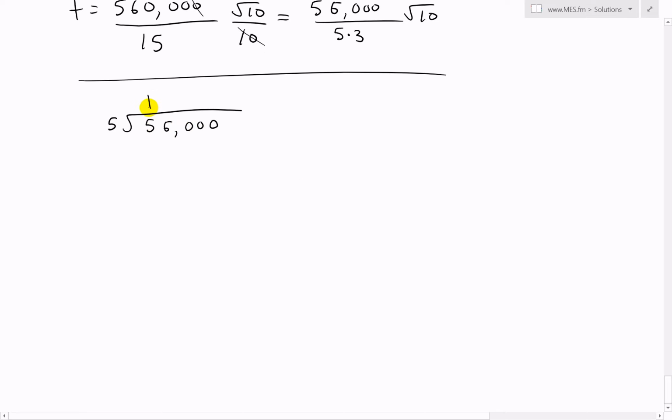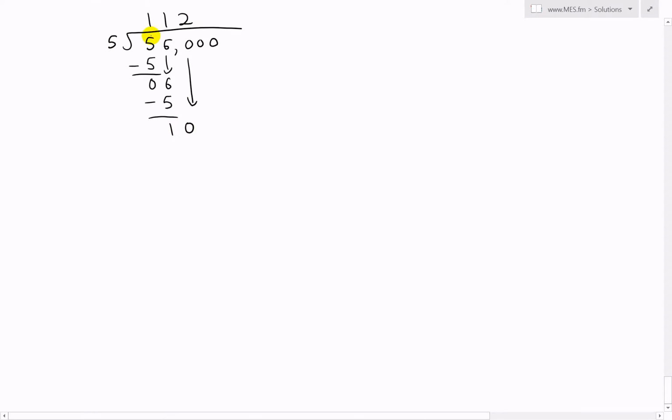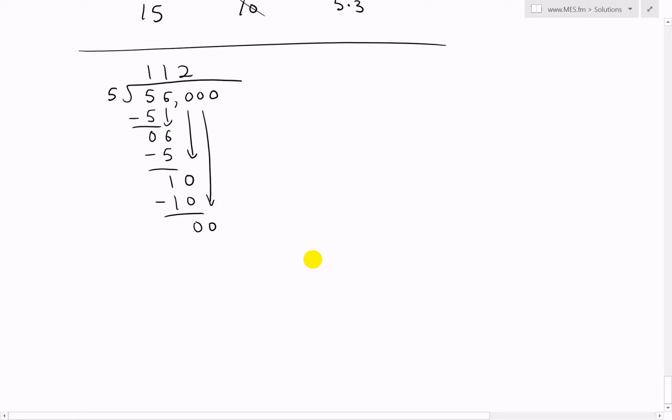5 goes into 5 once, and then multiply by 5, and then we subtract. Then 5 minus 5 is 0. Carry the 6, so 6. 5 goes into 6 once. 1 times 5 is 5. Subtract it, we get a 1. Carry the 0, so now we have 10. So 5 goes into 10 twice. And then 2 times 5 is 10, and then this is going to be 0, carry the 0, and then 5 goes into 0 0 times, carry the 0, 5 goes into 0 0 times. So that's what our answer is.